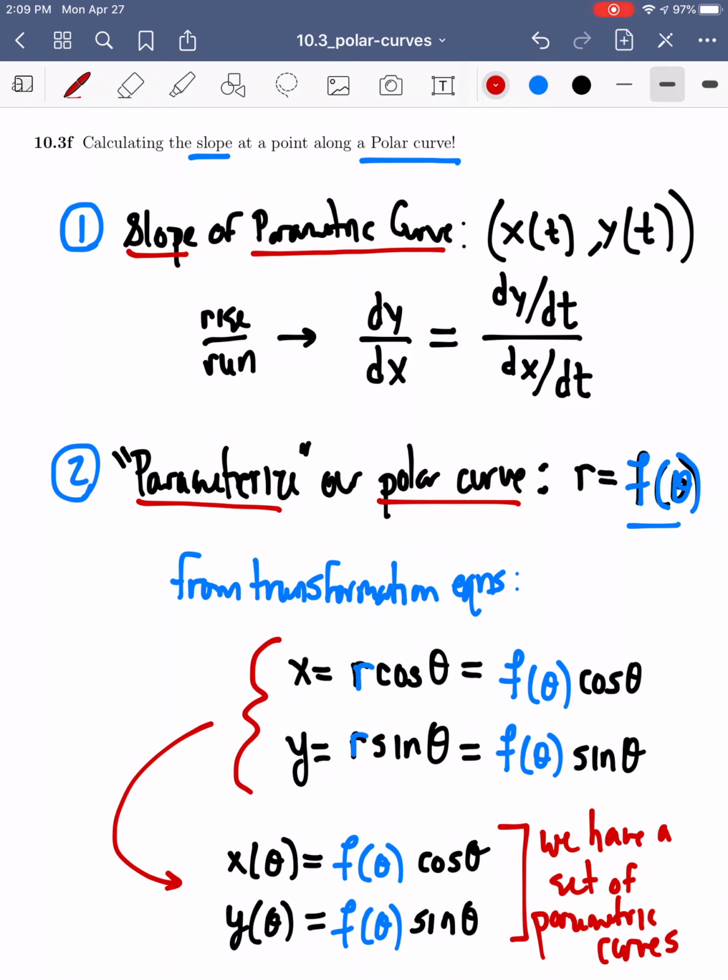And then we can hit this with all of the parametric calculus that we've already done. In fact, we could go all the way back to our first step, except instead of taking derivatives with respect to t, since our parameter now is theta, we just have to find the slope by taking dy d theta all over dx d theta. So let's go ahead and do an example of this.